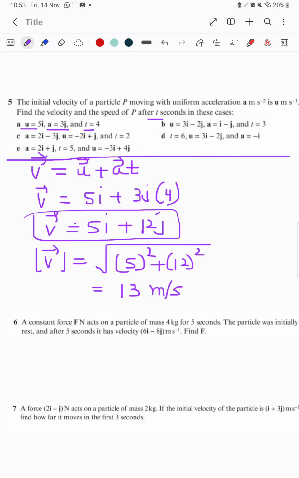In all of these questions, in some of the cases you are given time, initial velocity and acceleration, and you need to find the velocity. You just need to keep the same rule, that is v is equal to u plus at, where v is the final velocity we have to find.